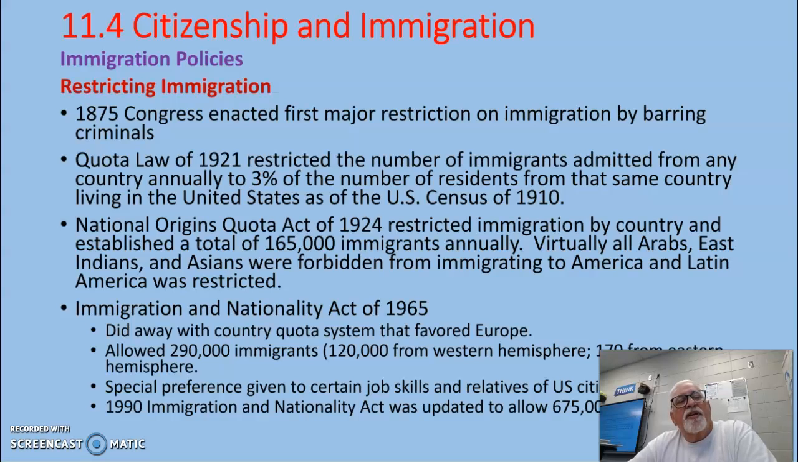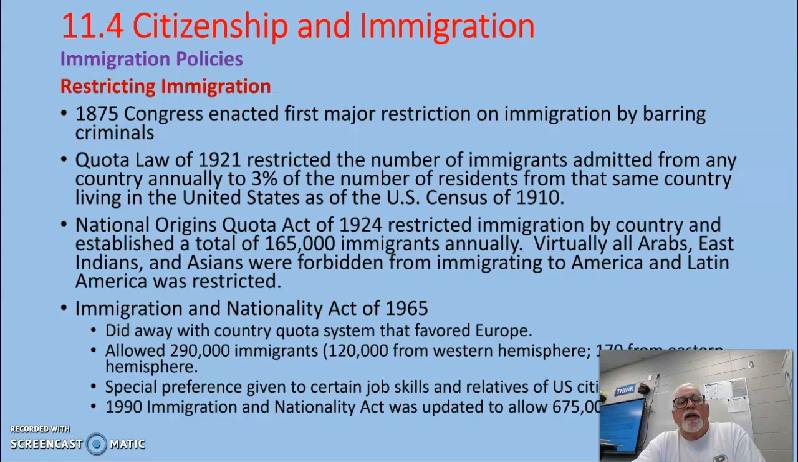And in 1875, Congress enacted the first major restriction on immigration by barring criminals. You've done a crime, you can't come. And then the quota law of 1921 restricted the number of immigrants admitted from any country annually to 3% of the number of residents of that same country living in the United States. Well, at that time, most of the people living in the United States had come from Europe. So guess where most of the immigrants continue to come from? Europe. And then the National Origins Quota Act of 1924 restricted immigration by country and established a total of 165 immigrants.